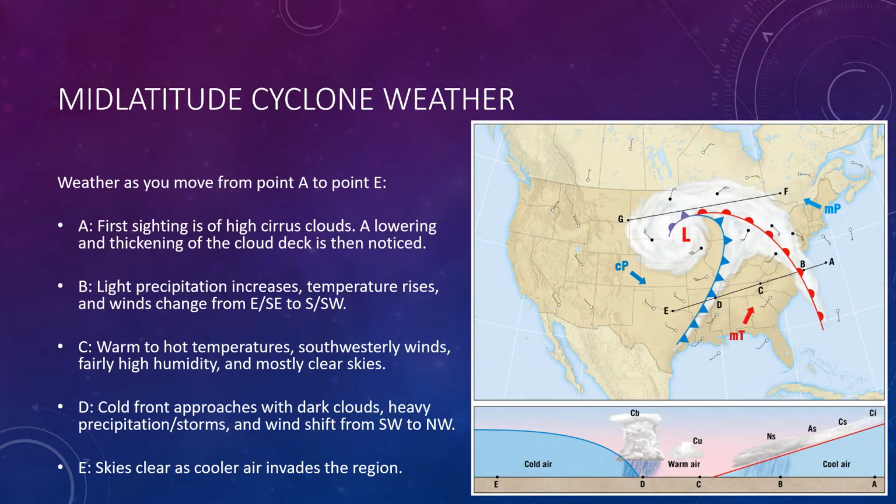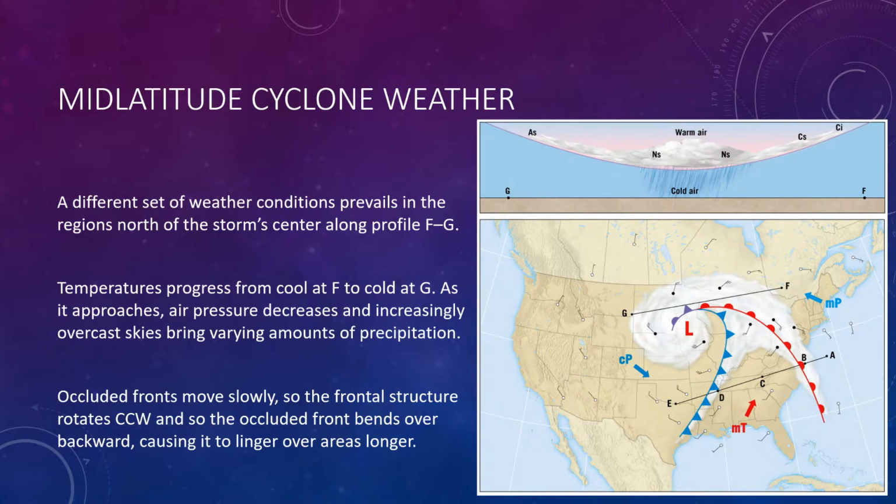Well, you'll notice that there's also two other points labeled on this graph, F to G, so we're going to take a journey through that as well. So here we have again a picture of that same mid-latitude cyclone and a cutout from the side, but this time up north from F to G.